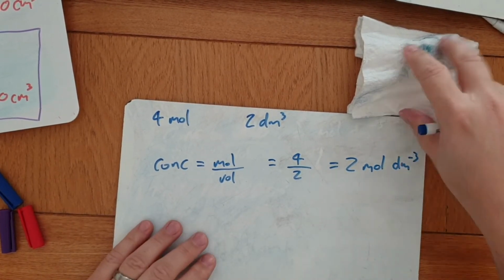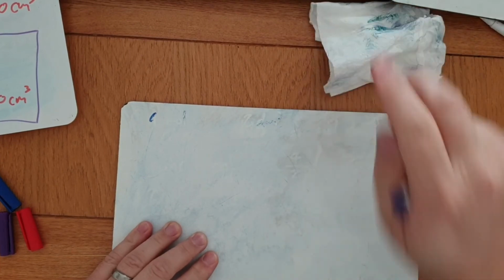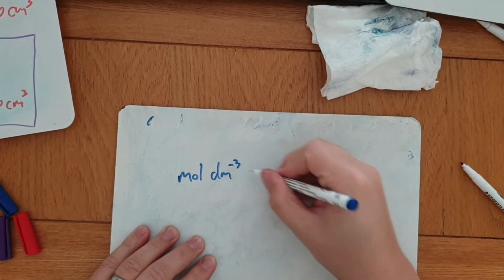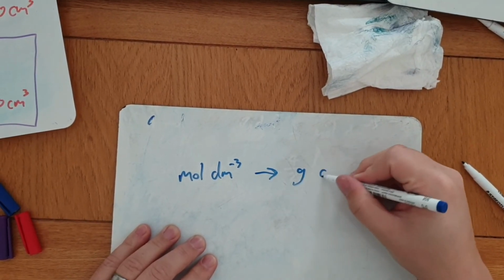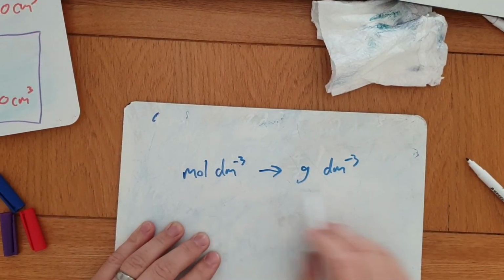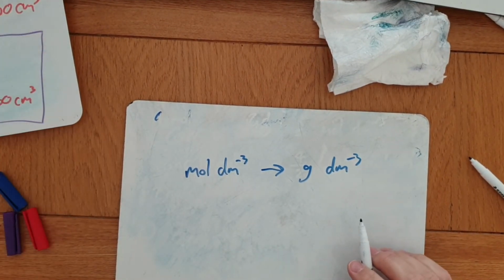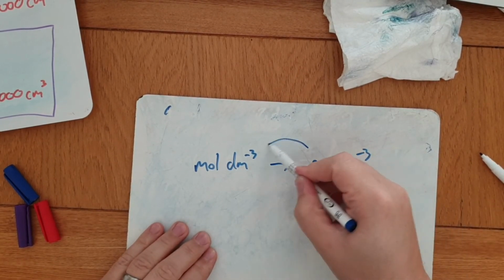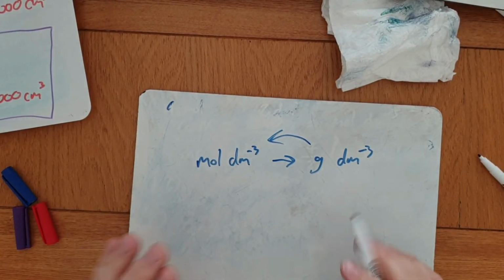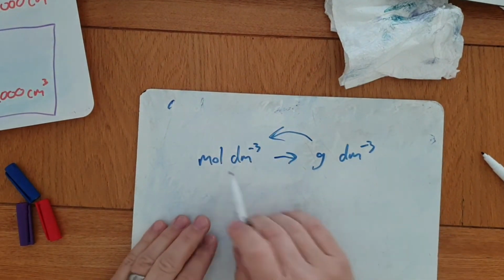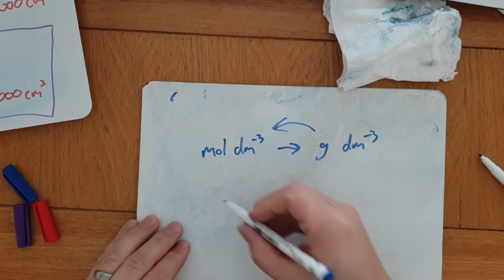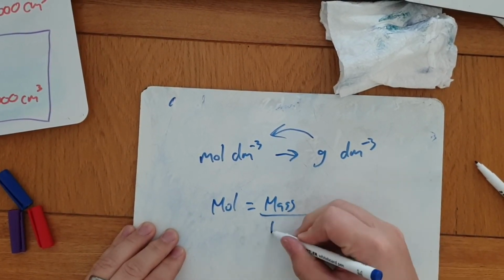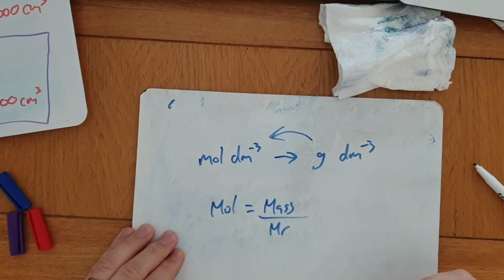The other thing that it can ask you to do is to turn one unit into the other. So they could ask you to turn moles per decimeter cubed into grams per decimeter cubed, or vice versa. Apologies for the laptop beeping away in the background. So they could ask you to turn that into that, or you just ignore the decimeters cubed bit and you just turn moles into mass or mass into moles using the equation that you should be very familiar with. Moles equals mass divided by MR.